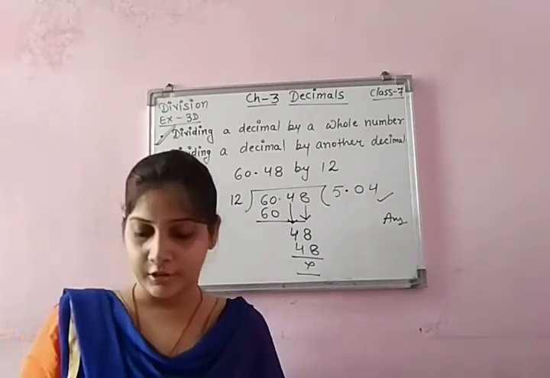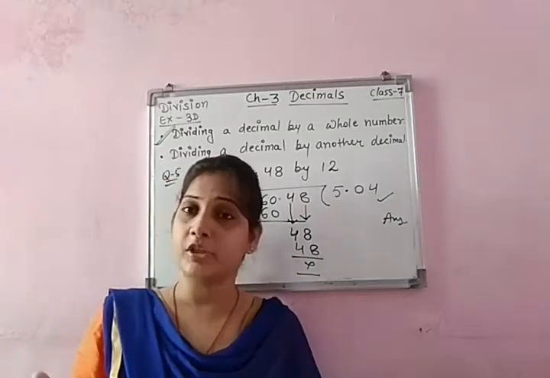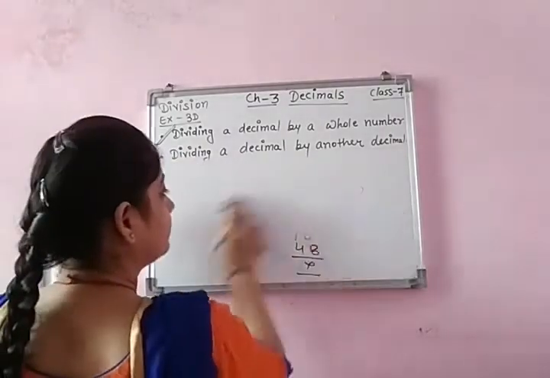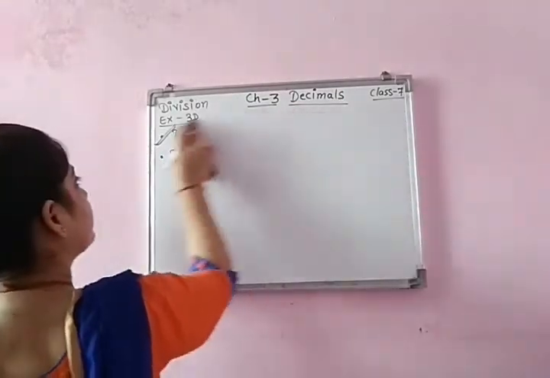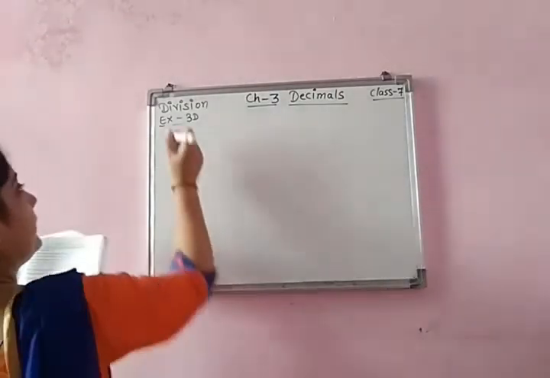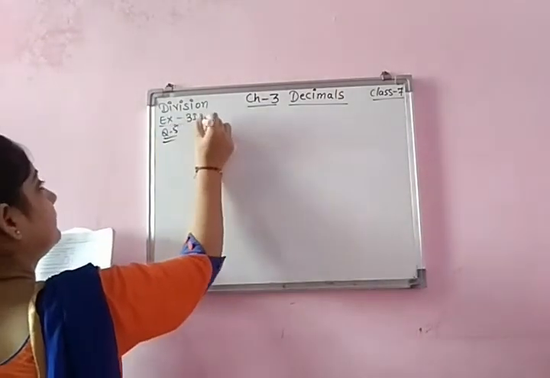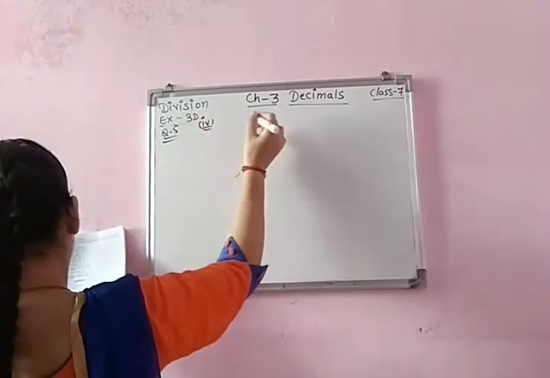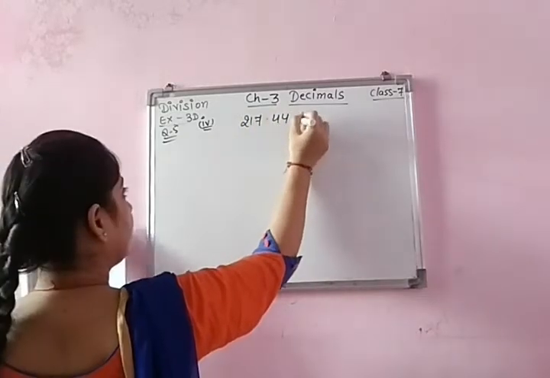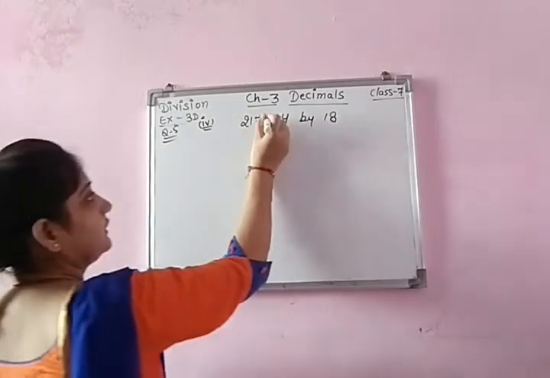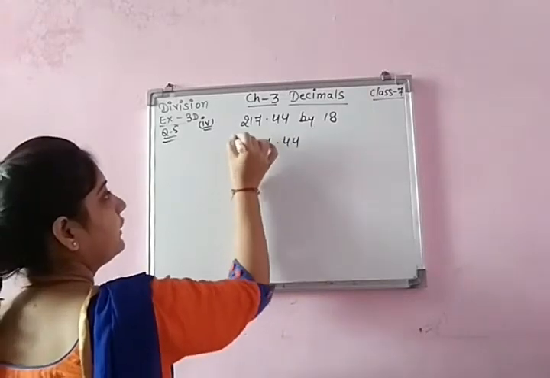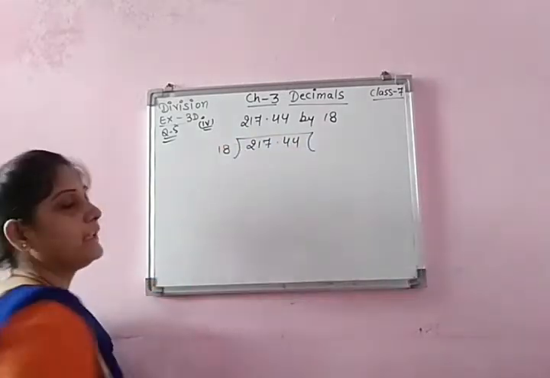Let's do some more questions for practice from question number 5 only. Continuing question number 5, now I am telling you the fourth part of this. It is 217.44 by 18. So this is the dividend, 217.44, and we have to divide it by 18.